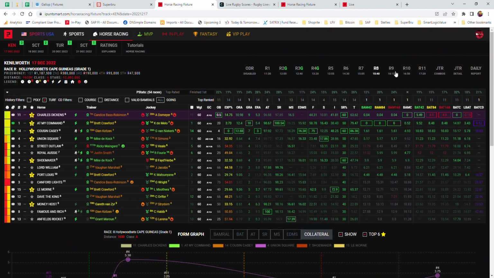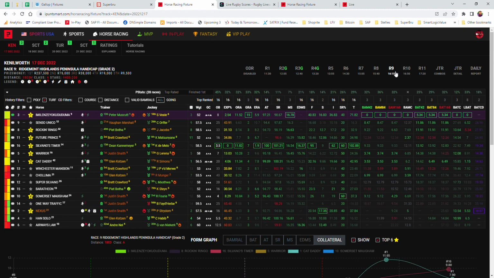Moving to the ninth race, and I don't want to bore you too much longer. Ninth race, another interesting Peter Muscat with Sean Veal, top rated here. Amilenze Yokudumaduma. As first choice was Silvano's Timer, also popping in very nicely on quite a few categories here. Third run race that looks set to be competing today.